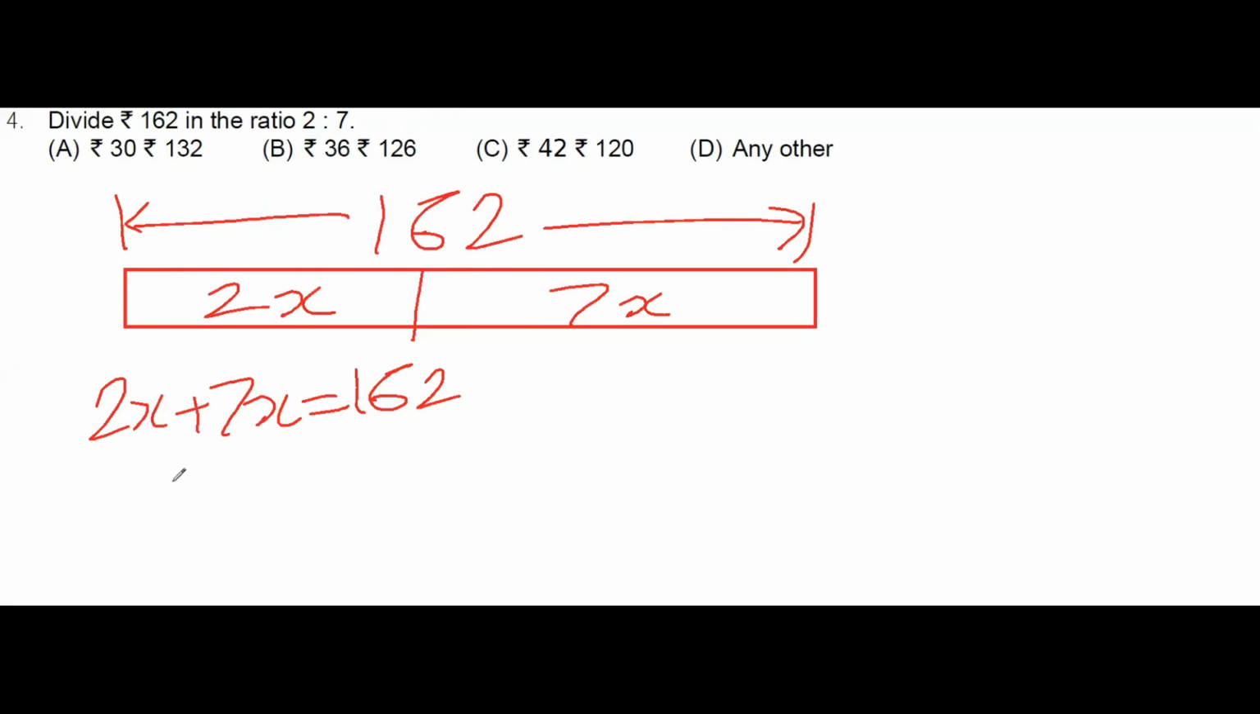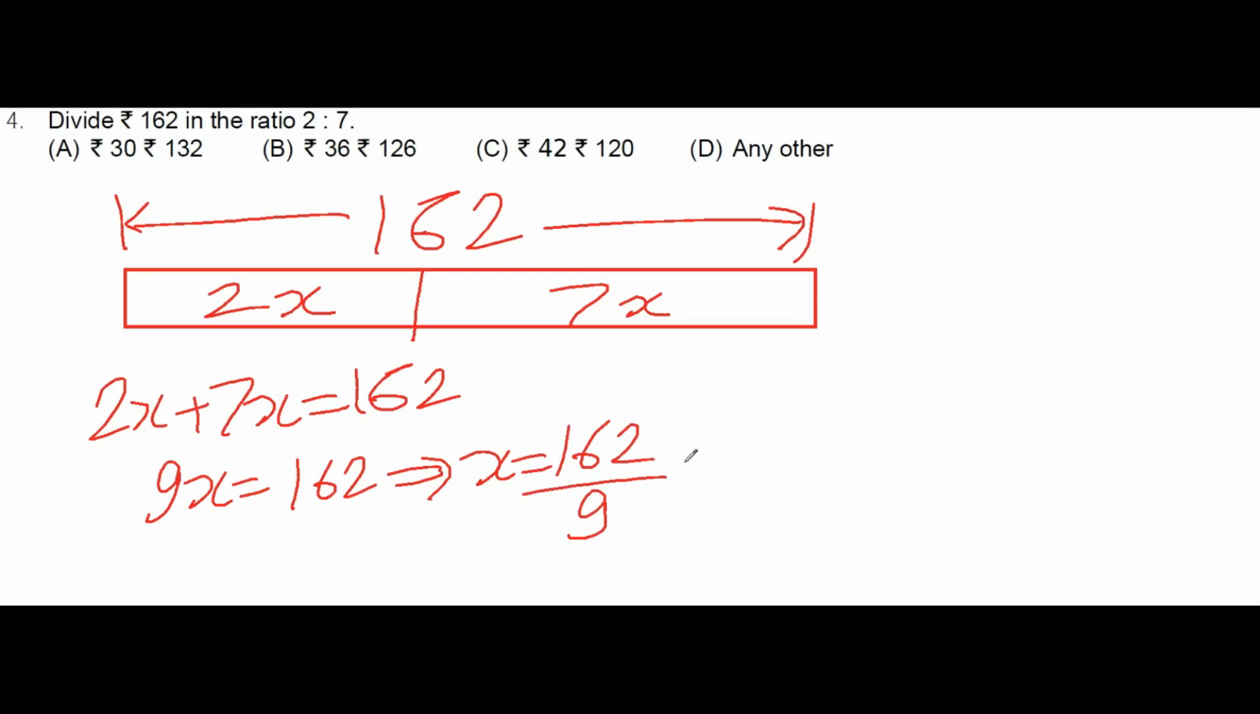So 2x plus 7x is 9x. 9x is equal to 162. So the value of x will be 162 divided by 9, that comes to 18. So 18 is the value of x.